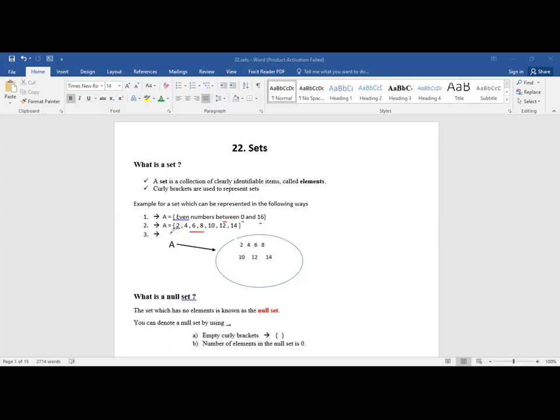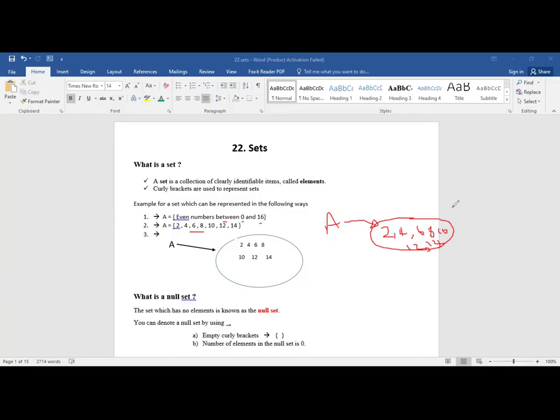Okay, so I can represent this set A in a Venn diagram. Basically, you can use a simple ellipse, and inside this you can write down all the elements that you have in the curly bracket: 2, 4, 6, 8, 10, 12, 14. And what is the name of this Venn diagram? A.